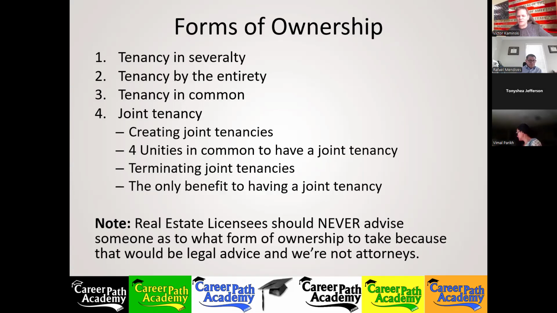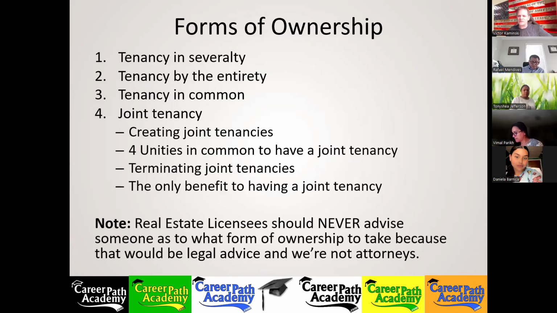But if you get a question on the exam that asks you how would you advise that somebody take, what form of ownership they should take, you would not. Even if one of these answers fits perfectly, you would not advise someone on what form of ownership to take because that constitutes legal advice and we're not attorneys. But if the question on the exam asks you what form of ownership would this be, well, that's a little bit different. Then we could identify the right answer.